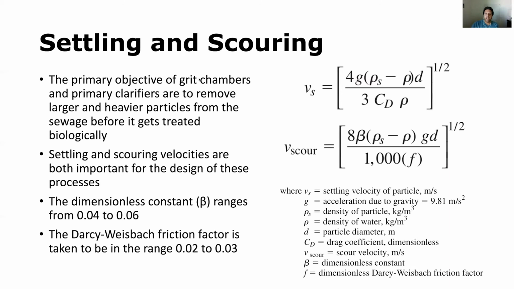All right, and they're both dependent on the density of the particles that are being settled or scoured and the density of the water, as well as some other factors like the diameter of the particle, the drag coefficient, and some dimensionless constants like beta, which ranges from 0.04 to 0.06 for sewage, and the Darcy-Weisbach friction factor, which ranges from 0.02 to 0.03.